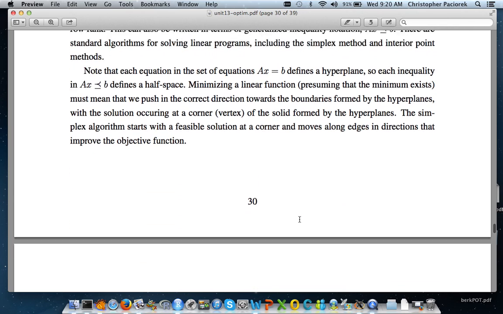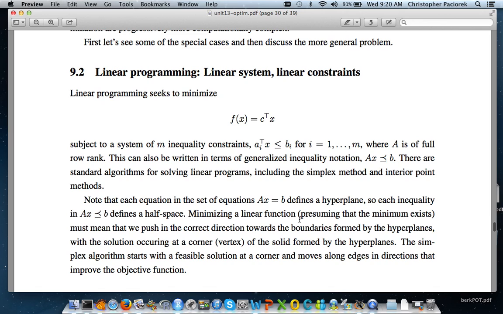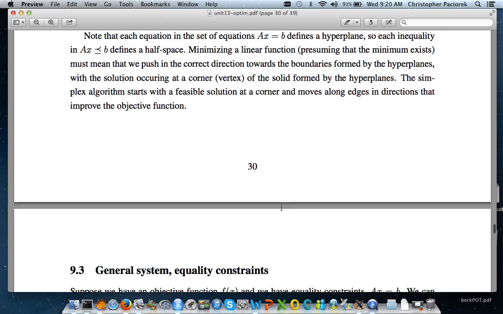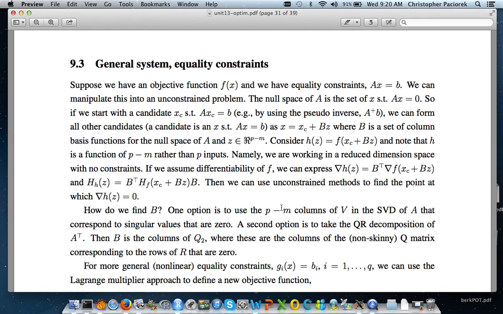I don't want to say too much more about that, but just to give you a sense of what linear programming is and one basic method by which you can solve one of these linear programs. Okay, so that's the simplest problem. Now we're going to talk about one that's slightly more complicated, and we're going to try and cover a few of these different cases of different problems.